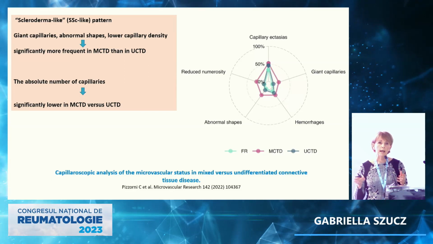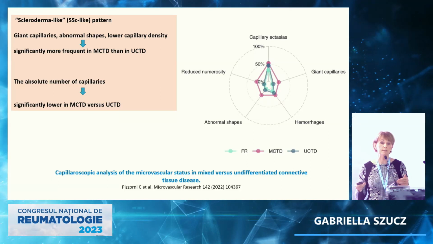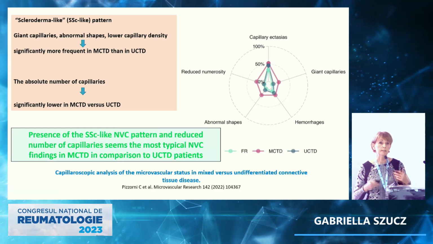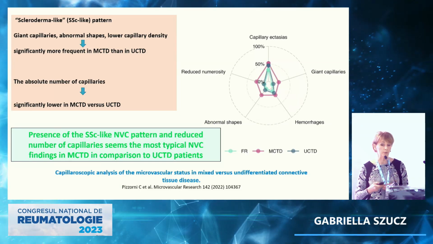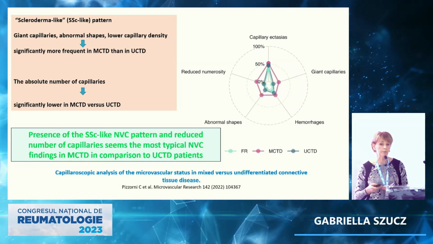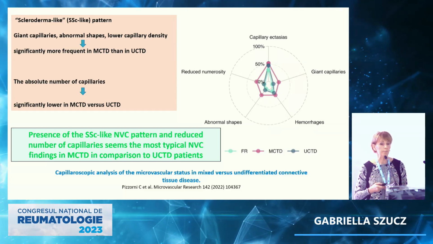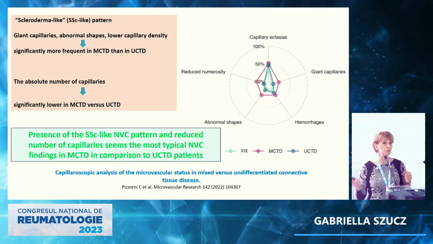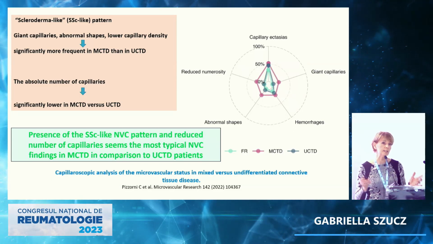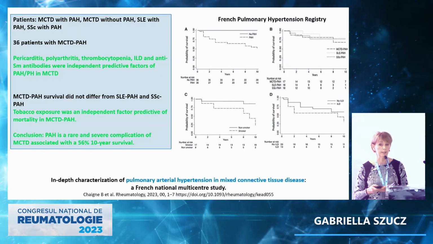If we analyze the capillaroscopic pattern of MCTD patients, it is shown that the presence of a scleroderma-like pattern and a reduced number of capillaries seems to be the most typical capillary pattern in MCTD in comparison to UCTD patients. So MCTD is different from UCTD in this cohort.